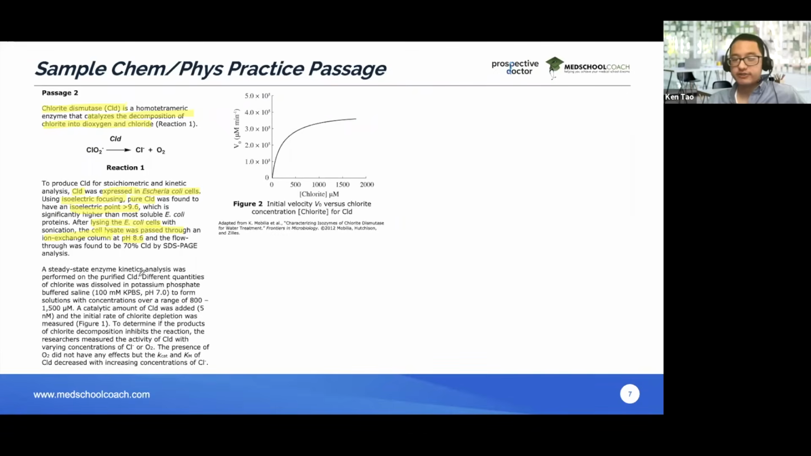Again, this is an intro sentence that honestly doesn't say anything. Different quantities of chloride were dissolved in potassium phosphate buffered saline, blah, to form solutions with concentrations over a range of 800 to 1500 micromolar. A lot of people will say you should highlight the numbers, but honestly, I don't find highlighting the numbers helpful. It doesn't really tell you anything. And when you're looking at a passage, numbers are pretty easy to find.